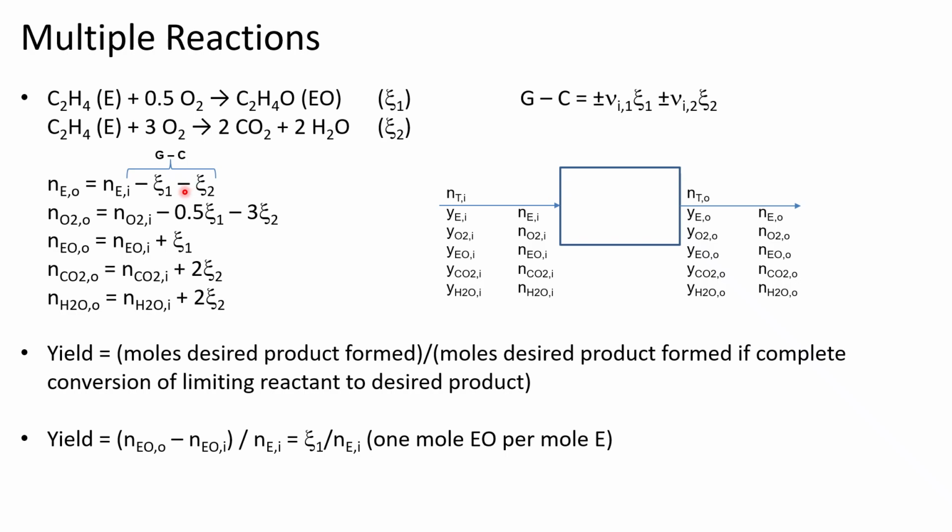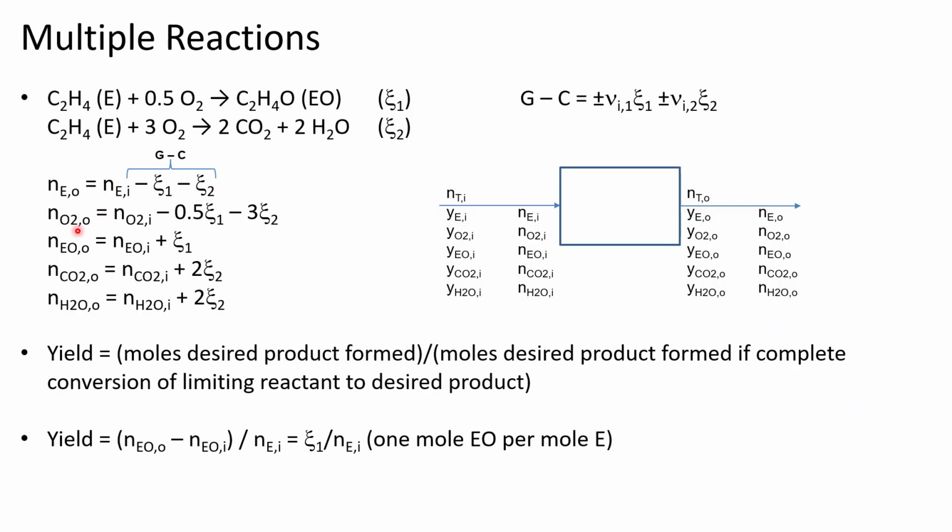Now we'll move on to the second reaction. In the second reaction, ethylene also is a reactant, so we'll put a minus. The coefficient is also a 1, and we'll multiply that by the extent of the second reaction, Xi2. So the ethylene out is equal to the ethylene in minus Xi1 minus Xi2. Let's move on to oxygen.